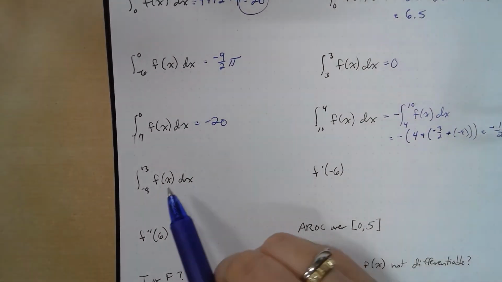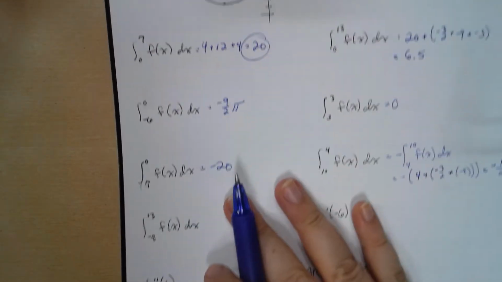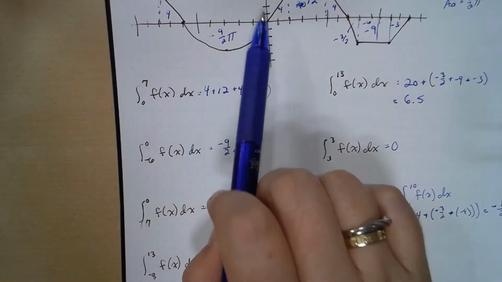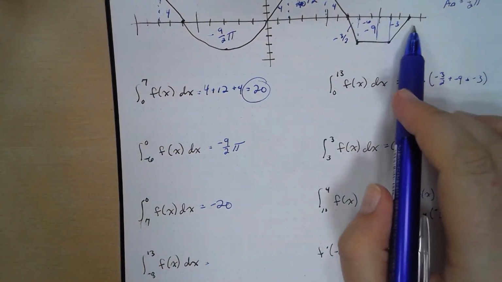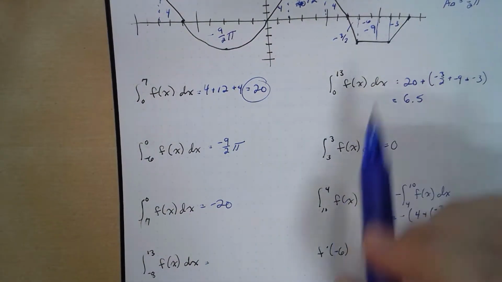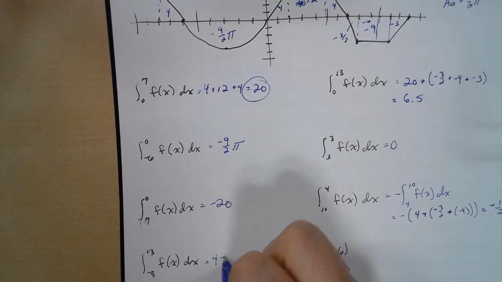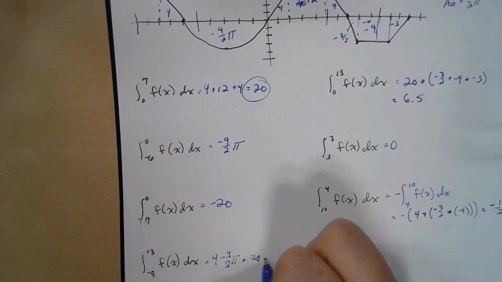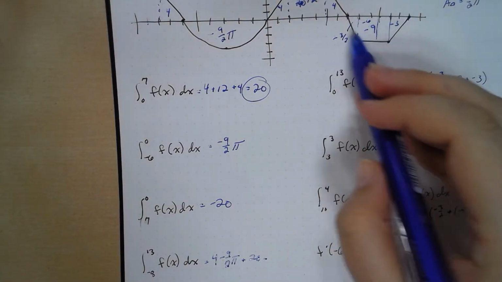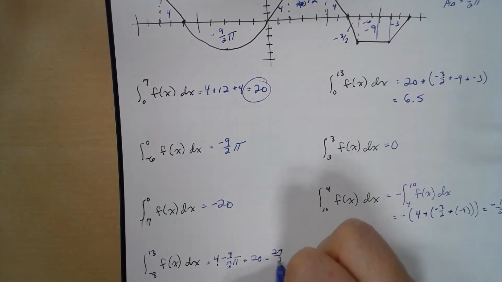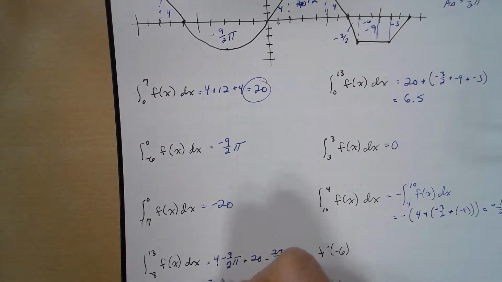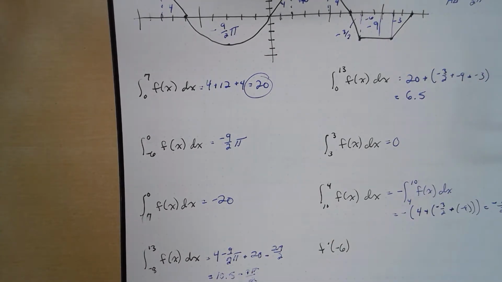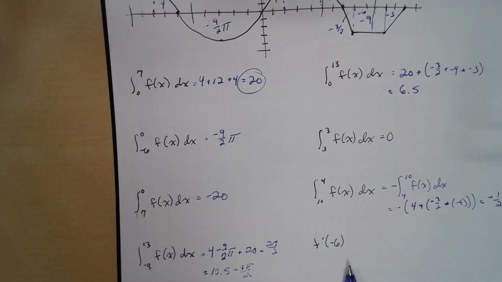So from negative 8 to 13, that's our entire graph here. So I'm going to have, look at this, 4 minus 9 halves pi plus 20 minus, this is all 27 halves. So that's all going to be equal to 10.5 minus 9 pi over 2. Okay? Well, now we're asked to kind of go back to some things we already knew.